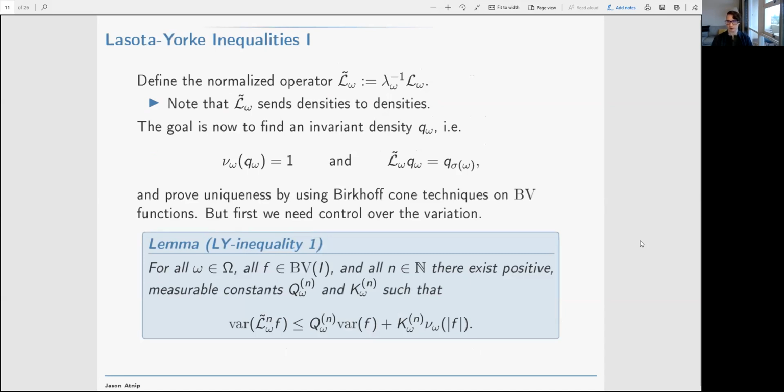So to start looking for our invariant density, first, what I mean by that is that we want some function q omega, which is a density for nu omega. And by invariant, I mean that it satisfies this fiber-wise invariance property with respect to the normalized operator, L tilde. Okay, and the important thing here is that L tilde is going to send densities to densities. Now, we'll get this density via Birkhoff cone techniques, but in order to do that, we need some control on the variation. So we start off by first proving this Lasota-Yorke inequality for our normalized operator. And we find, for any n, these measurable constants, q omega n and k omega n, such that we get this.